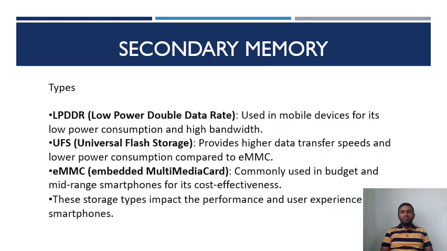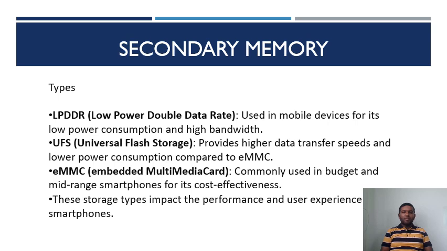In the next slide, let us look at the different types of secondary memory. The first is LPDDR, which is low power double data rate. This is used in mobile devices for its low power consumption and high bandwidth. UFS, which is universal flash storage, provides higher data transfer speed and lower power consumption compared to eMMC. eMMC, which is embedded multimedia card, is commonly used in budget and mid-range smartphones for its cost effectiveness. These storage types impact the performance and user experience of smartphones.